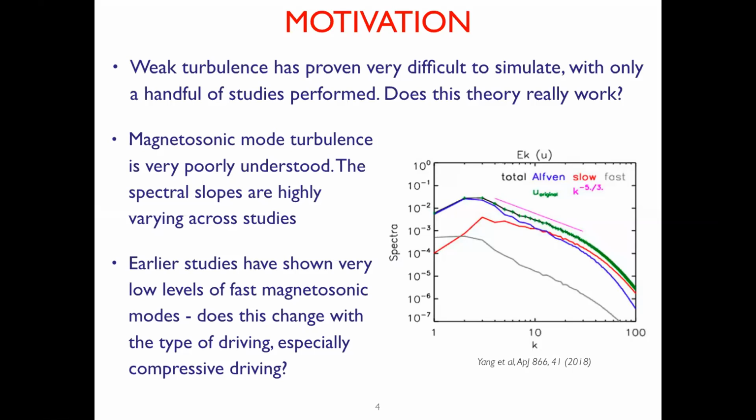And the three colors are the three modes. So you can see alpha in blue, slow in red, and fast in gray. And this is typical of what has been studied till now. Generally, you get alpha and slow, which are comparable, and the fast mode is very weak compared to the alpha and the slow mode. So we also wanted to study whether we can have more fast modes in simulations.